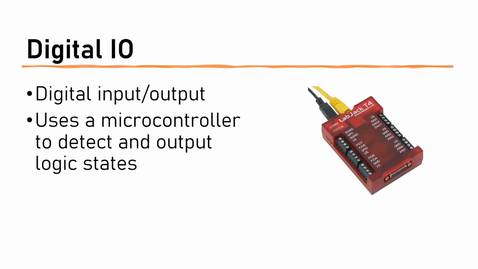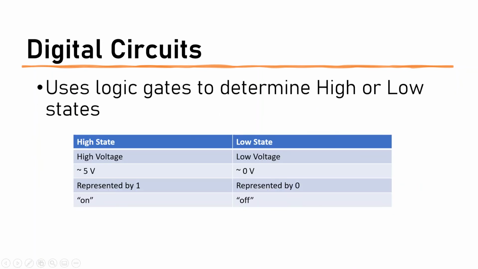Digital I/O stands for digital input and output. It uses a microcontroller to detect and output logic states of a device or circuit. Digital input detects whether a voltage is above or below a certain threshold, and digital output allows the users to control their voltage output, falling either under high or low specifications. As mentioned earlier, these logic states are characteristics of digital circuits, and this table shows how the states are categorized.